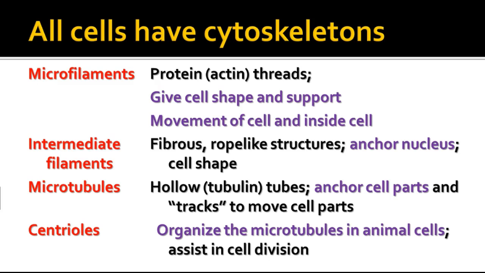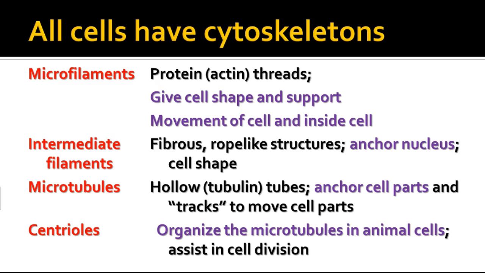The second kind of filament is an intermediate filament, and these are more rope-like in structure. They help anchor the nucleus in place and help maintain the shape of the cell. A third filament that's found in cells, or part of the cytoskeleton, is a microtubule. Microtubules are made of a protein called tubulin, and they are hollow tubes, just like you might guess from the name. They're involved in anchoring parts of the cell in place and also providing tracks to move things within the cell. So between the microtubules and the microfilaments, that accounts for movement within the cell.